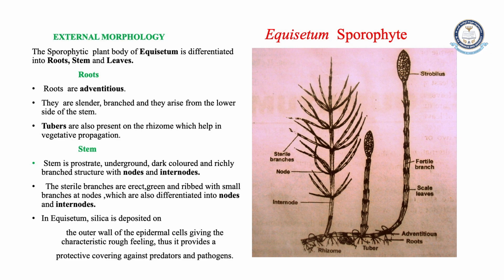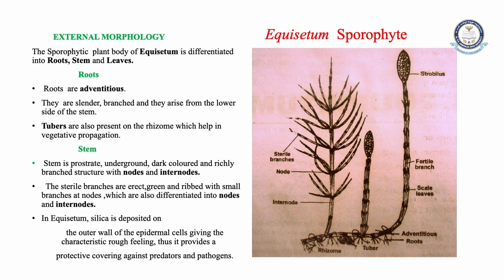Here the roots are adventitious, very small, branched and slender, and here and there tubers are also found. These help in vegetative reproduction. Coming to the stem, it is of two types: a creeping rhizome, which is divided into nodes and internodes, and aerial branches.